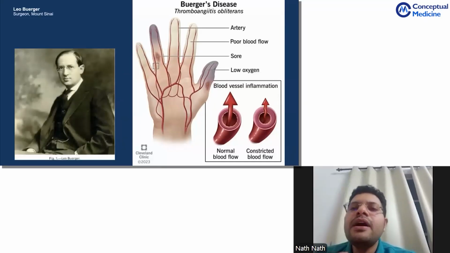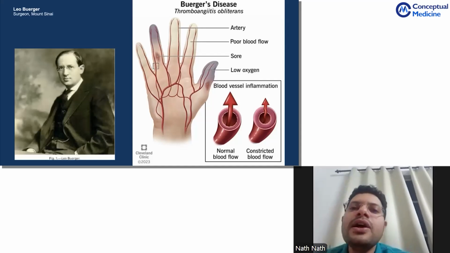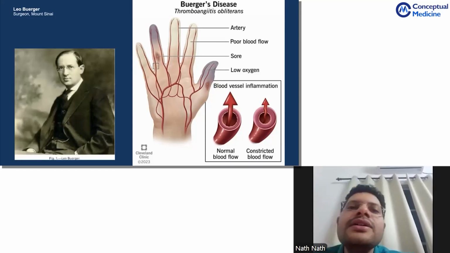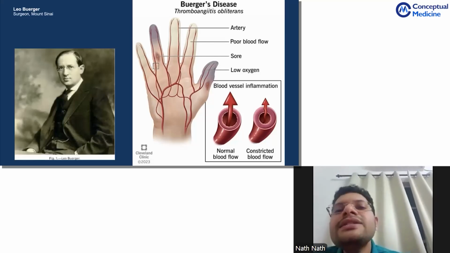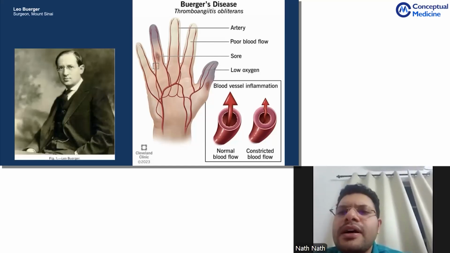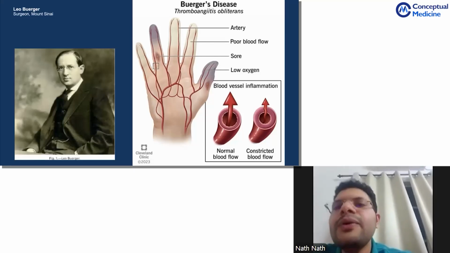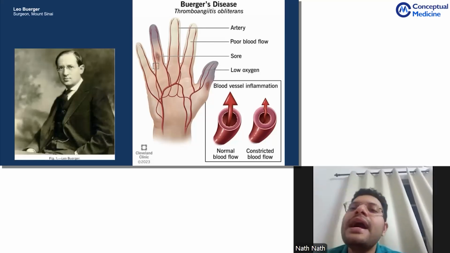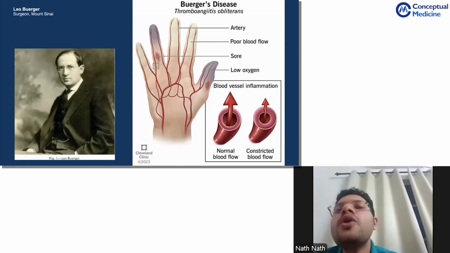A very similar sounding disease, because you're all medicine postgraduates, I wanted to bring this point to you. Long ago, much before 1968, in 1908 to be exact, in the Mount Sinai Hospital, there was a surgeon called Leo Buerger, and he described a disease called thromboangiitis obliterans. I've just put it to impress upon you the similar sounding names of both the diseases. So you have Berger's disease, which is IgA nephropathy, and a similar spelling, just the u comes extra, Buerger's disease, which is thromboangiitis obliterans.